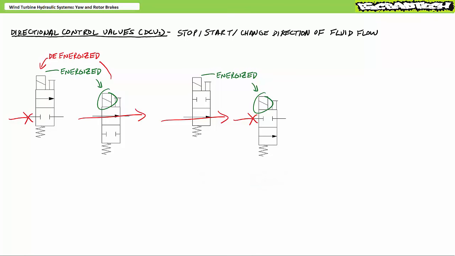Various combinations of ports, positions, and actuation methods make for a dizzying array of commercially available directional control valves. Moving on.